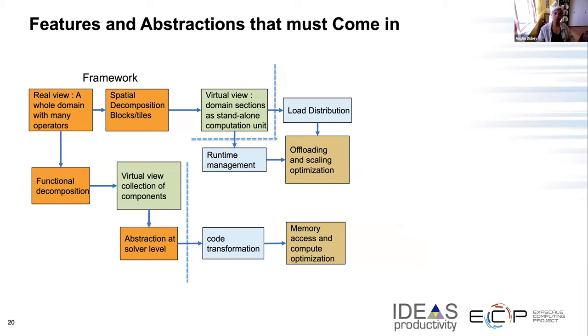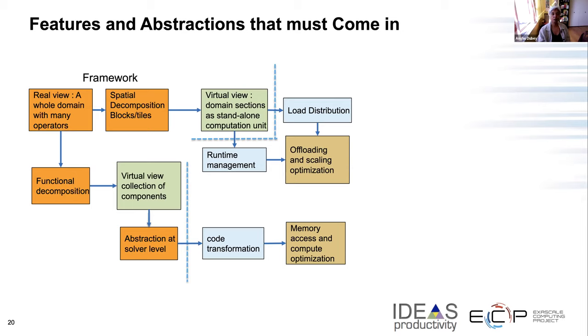So to go back to what I meant by what needs to change in the software architecture. If we look back at our initial decomposition, the spatial decomposition and the functional decomposition, additional things that are needed in the virtual view of the component is that we need more abstractions at the solver level now, which means that it should be possible to encode the computations in a way that code transformation tools are able to specialize for specific target architectures, as opposed to having to maintain multiple alternative versions of the same code for different target architectures. So ideally, what we want to do is have one implementation which can be specialized by code transformation tools for the target architecture.